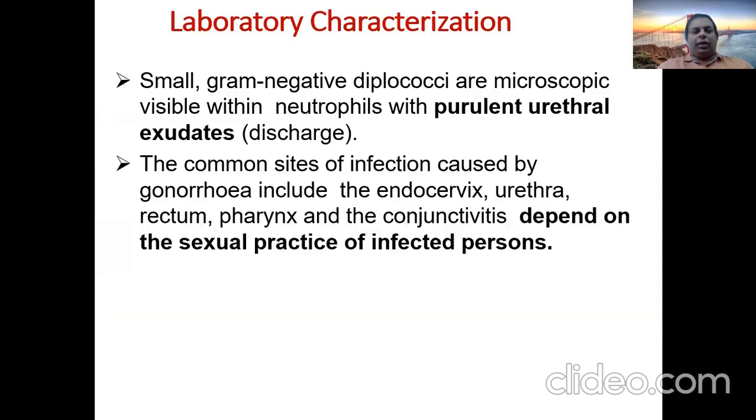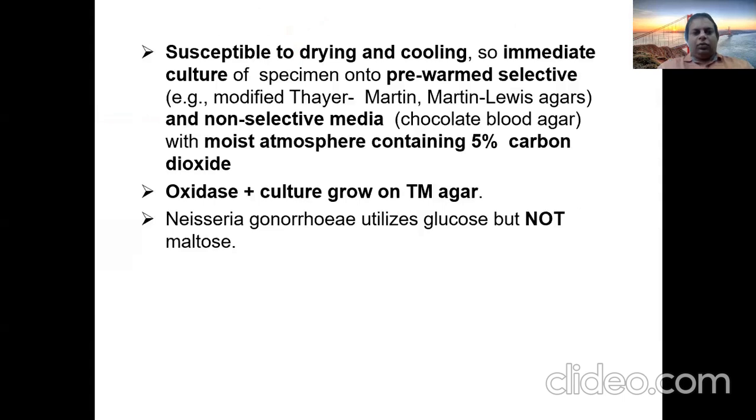Further about the laboratory characteristics, as I said earlier, a small gram-negative diplococcus can be seen in the neutrophils and purulent urethral exudate. As I said, it's susceptible to cooling, so immediate culture of the specimen onto pre-warmed selective or non-selective media is essential for growth. It's a fastidious microbe. The selective category includes modified Thayer-Martin or Martin-Lewis agar. The non-selective one is chocolate blood agar.